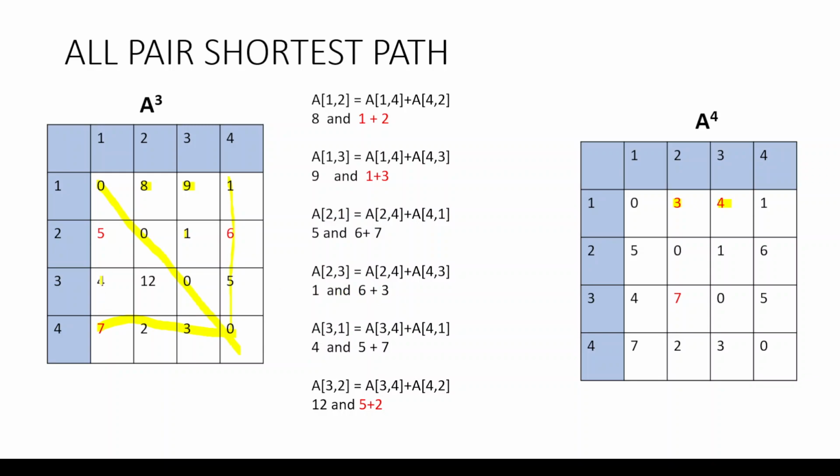Now we will try with 4, that is A of 3 comma 1. So we are trying to check whether there is a path through the intermediate vertex 4: A of 3 comma 4 plus A of 4 comma 1. A of 3 comma 1 is 4. A of 3 comma 4 is 5. And A of 4 comma 1 is 7. Which is smaller? 4 is smaller. So we are retaining it.